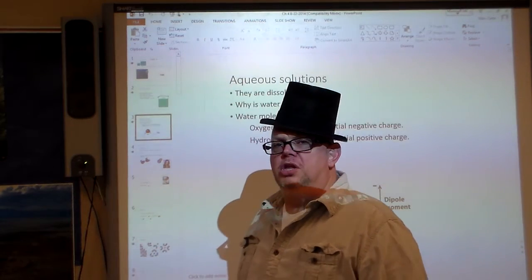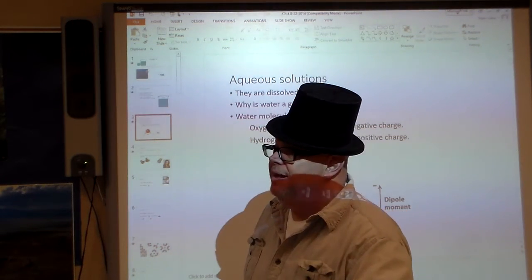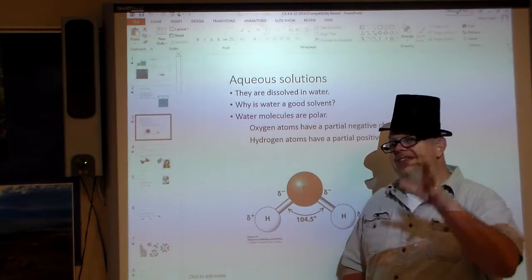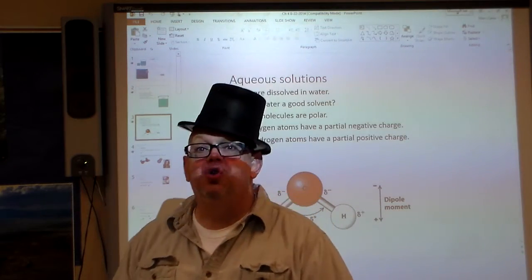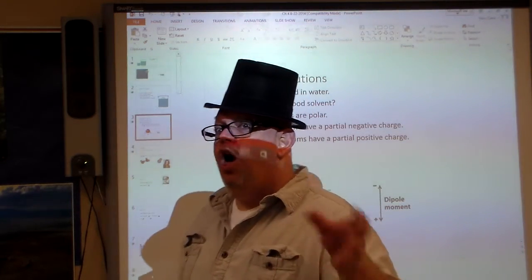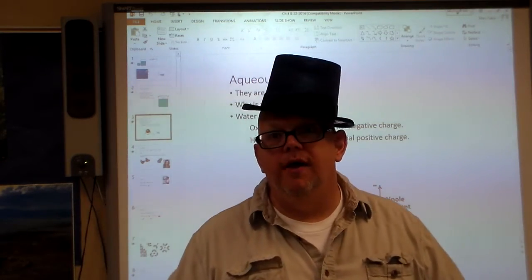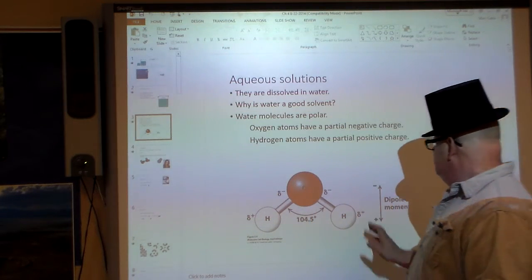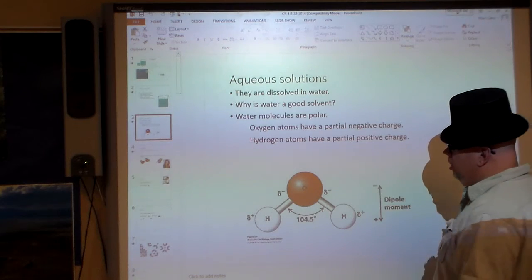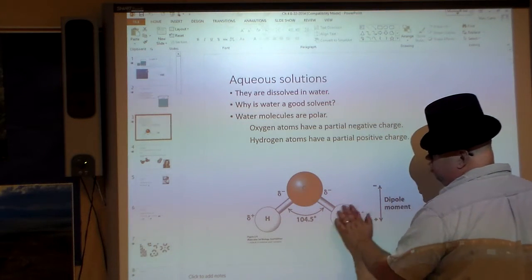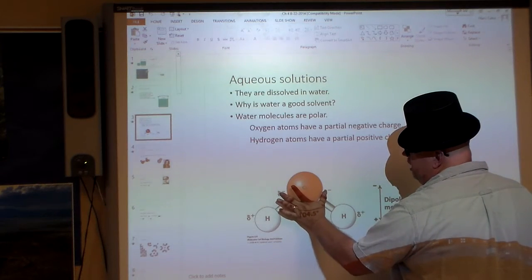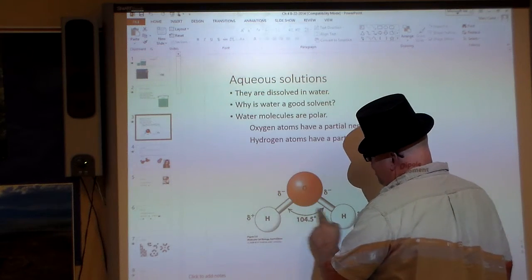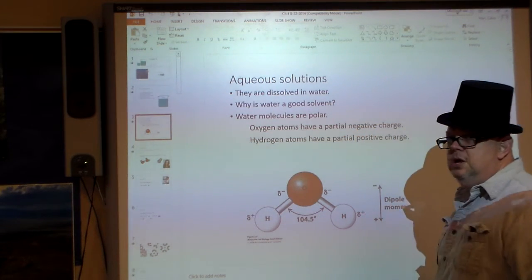That's because the water molecule is polar, not bipolar, polar. Polar in that the oxygen atoms have a partial negative charge. That's because of the electrons that are there. Then, on the other side of the water molecule, you have the hydrogens. Now the hydrogens have a partial positive charge. So if we look here at this water molecule, here's our oxygen, here's our two hydrogens. We have partial negative charges on the oxygens, okay? And then here we have our partial positive charges on our hydrogens.